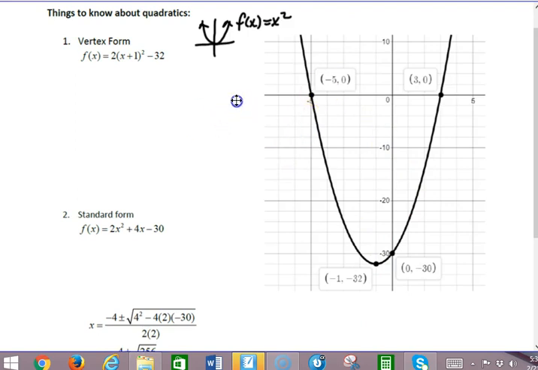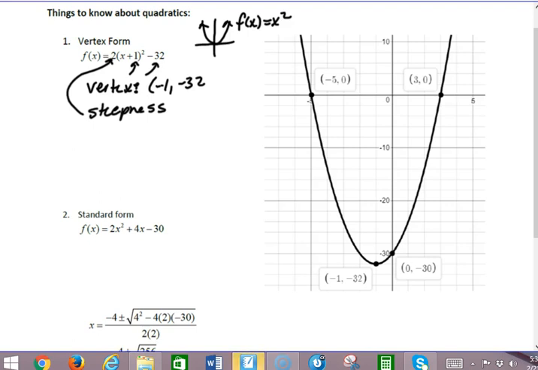Now, in vertex form, we can convert. So I wanted to make a couple notes here that in vertex form, these two numbers here tell us the vertex. So the vertex is -1, -32. And this number here tells us the steepness of the graph.